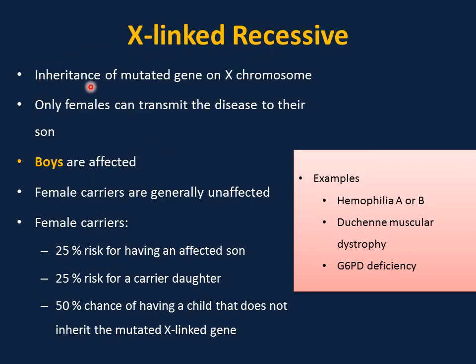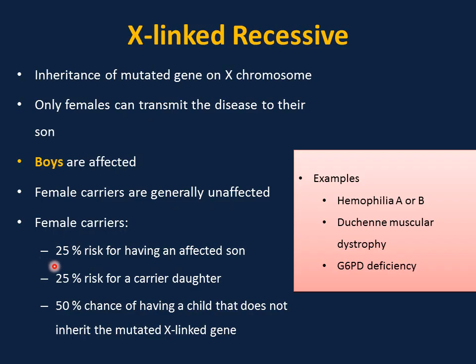X-linked recessive is inheritance of a mutated gene on the X chromosome, or sex chromosome X. So this has to do with gender. Only females can transmit the disease to their sons. Boys are affected, and female carriers are generally unaffected.